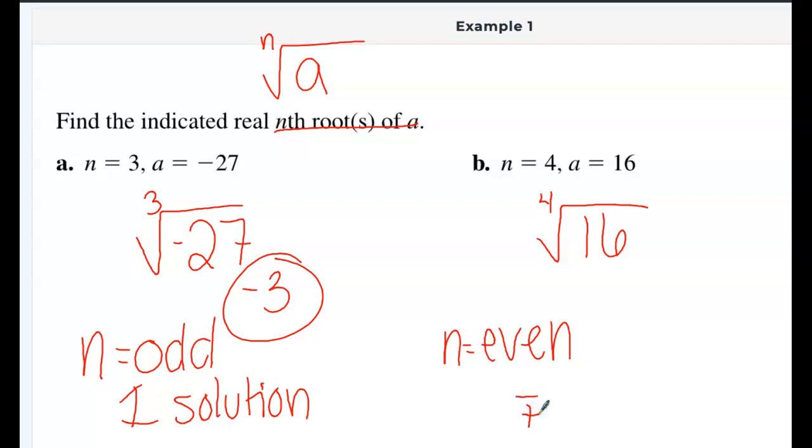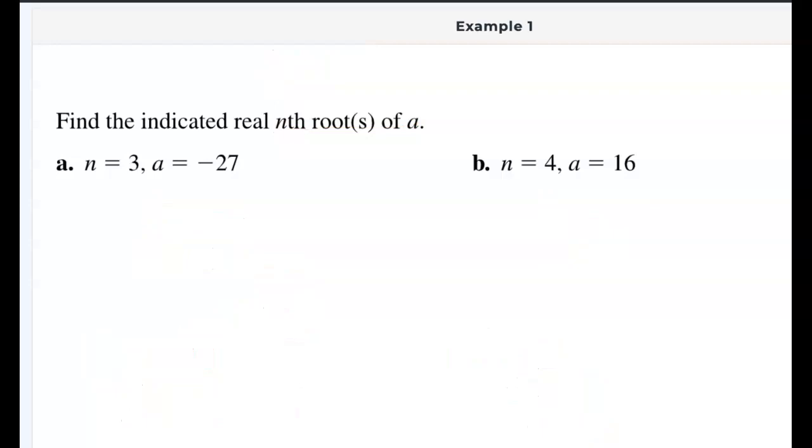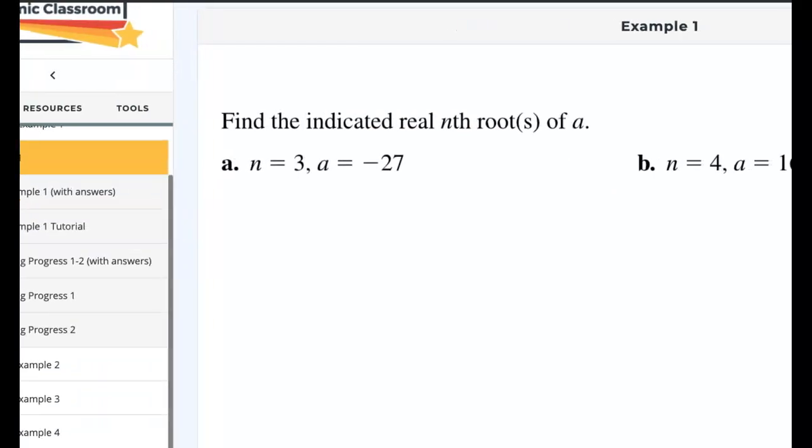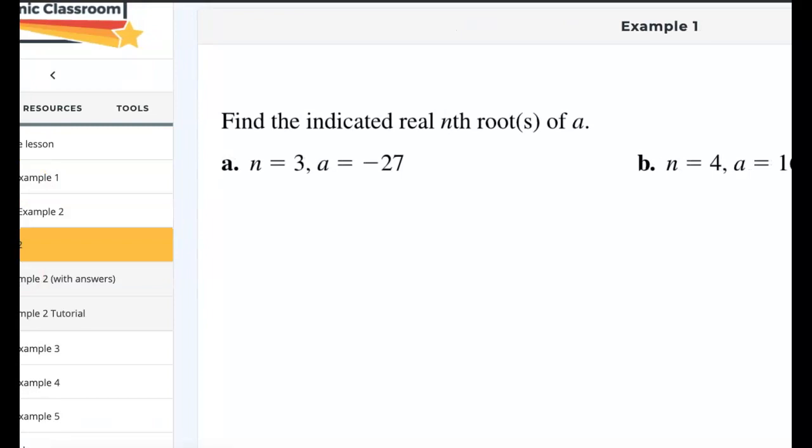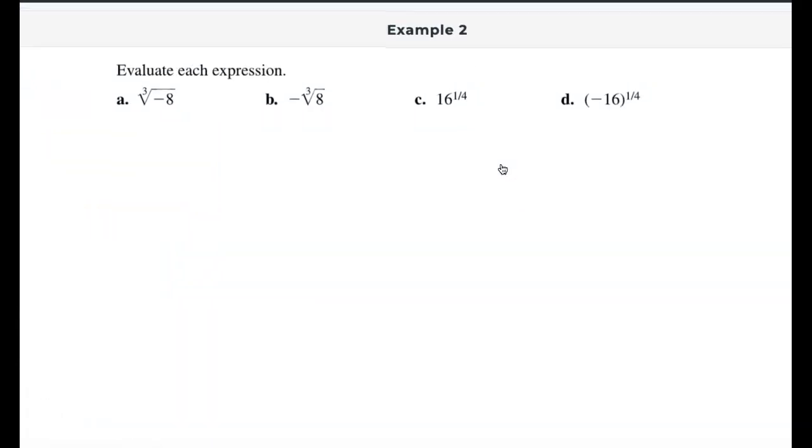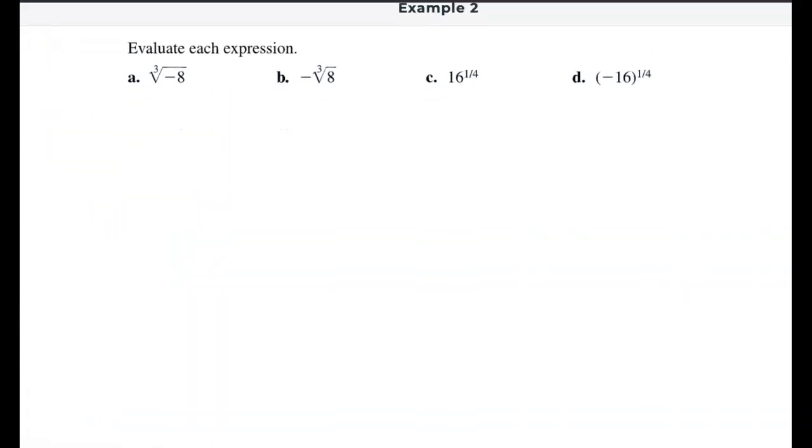So then what times itself 4 times will give us 16? 4 times 4 times 4 times 4 doesn't give me 16. 2. So it's a negative or positive 2. Questions on that? Okay. Then we moved on to example 2, which was actually solving them.